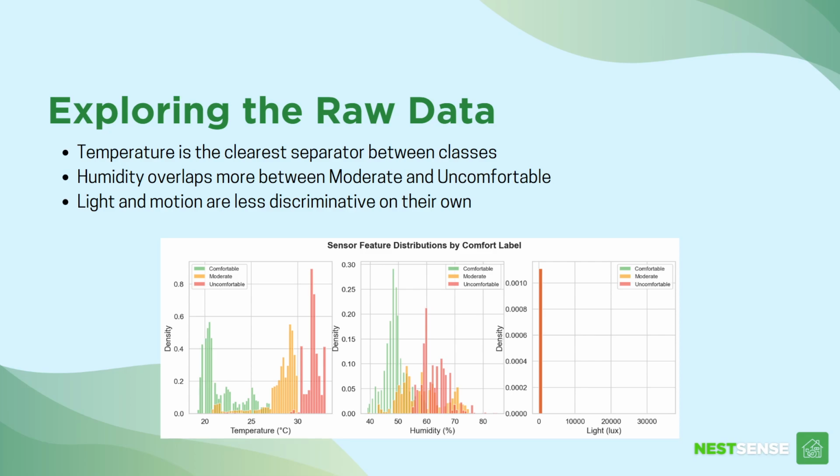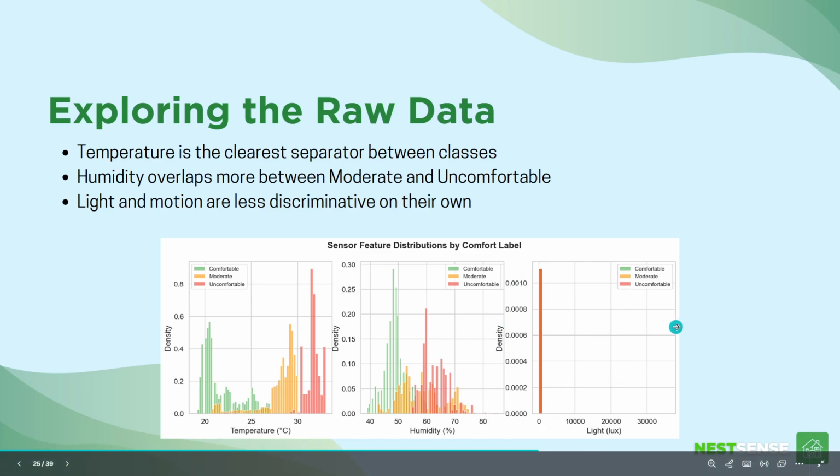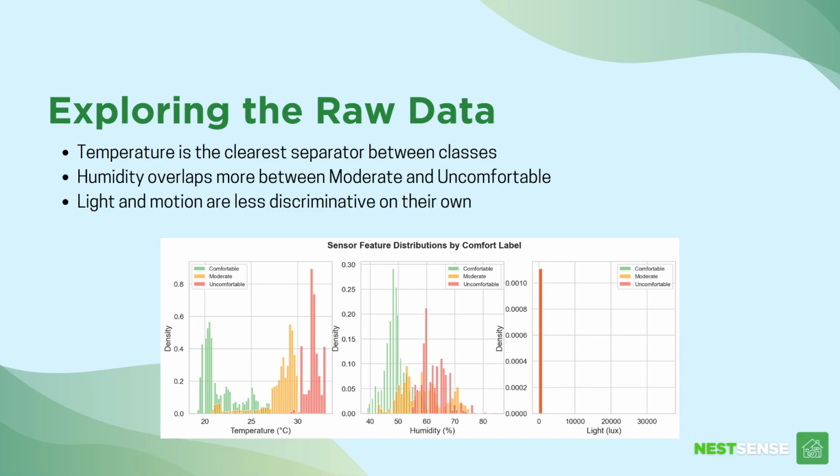Exploring the raw data, we see that temperature is the clearest separator between classes, and humidity overlaps more between moderate and uncomfortable. Light and motion are less discriminative on their own. As you can see on the light, it is stuck on zero a lot because I had a problem with the KidBright light sensor. So sorry about that.